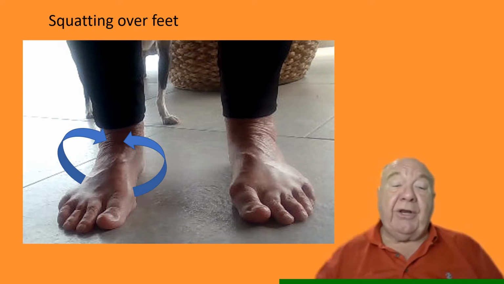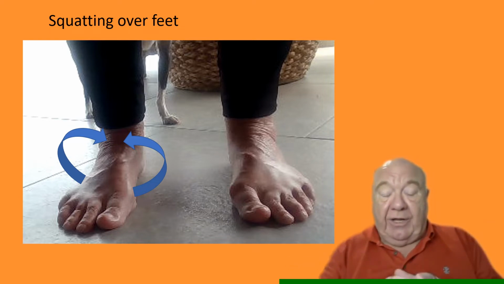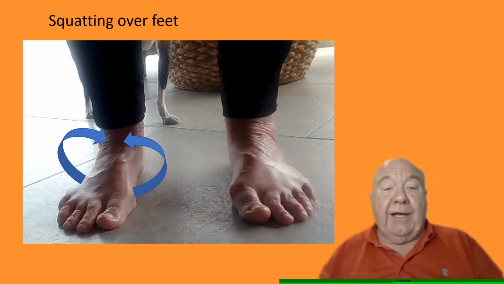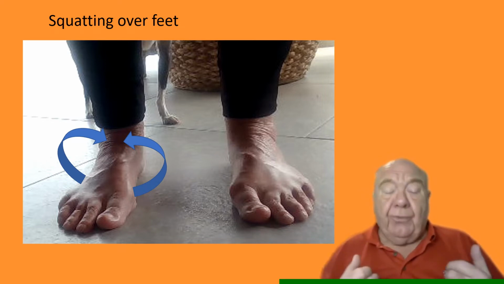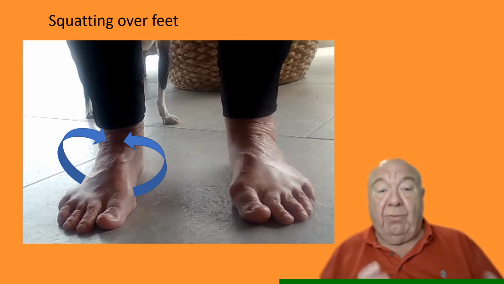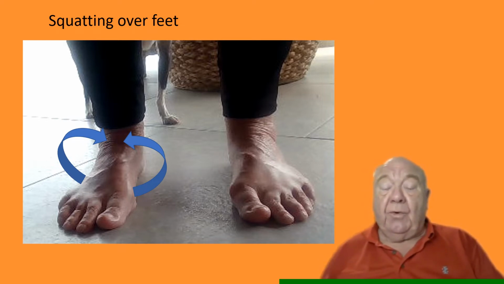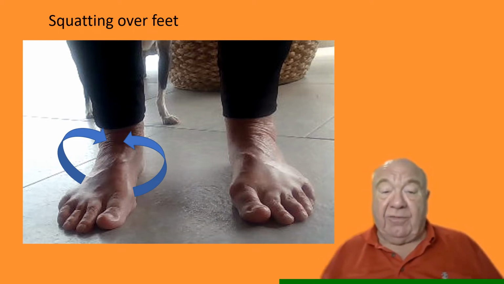So this is a biplanar movement. The foot splits apart, it spreads out. The midfoot gets wider, and the ankles dorsiflex during squatting, obviously. And what you can see here is that the right ankle is actually dorsiflexing more than the left ankle. This is quite a useful clinical assessment tool.